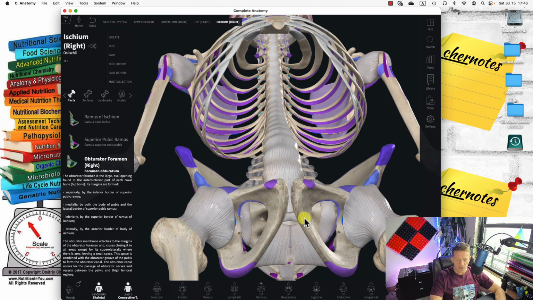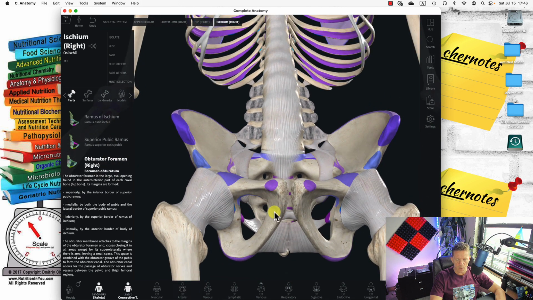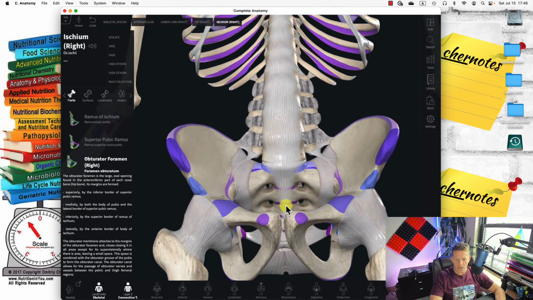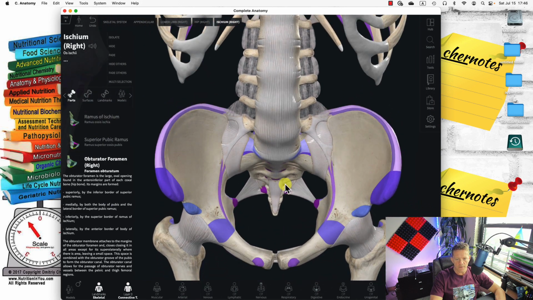If it resembles the letter V, then most likely it belongs to a male. If it resembles the letter U, then most likely it belongs to a female.